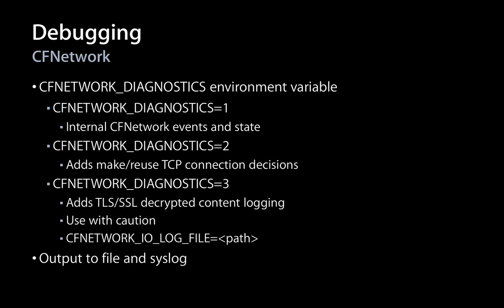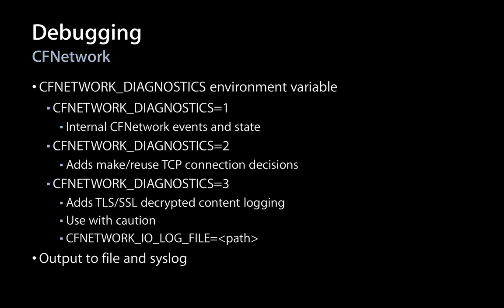For CFNetwork, there's a lot of debugging that you can get, a lot of logging you can get. You can enable a CFNetwork diagnostic environment variable on OS X, and that'll force CFNetwork to log all of this information to the system log as well as a file. This will log information related to connecting and data flow if you're using CFSocketStream or NSURLConnection, or basically anything above CFSocketStream.